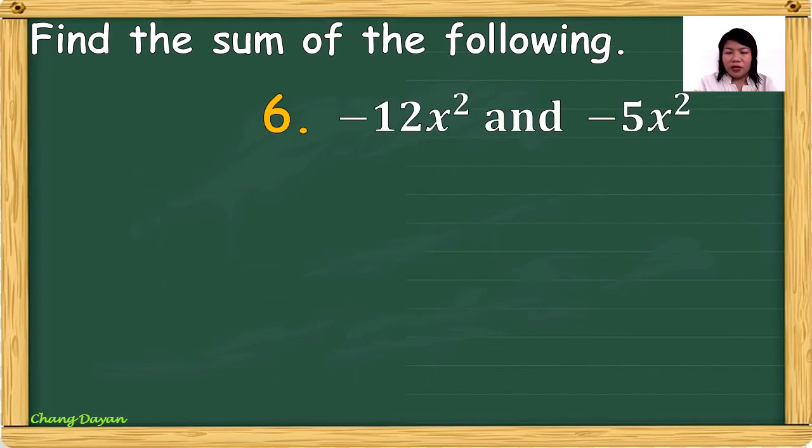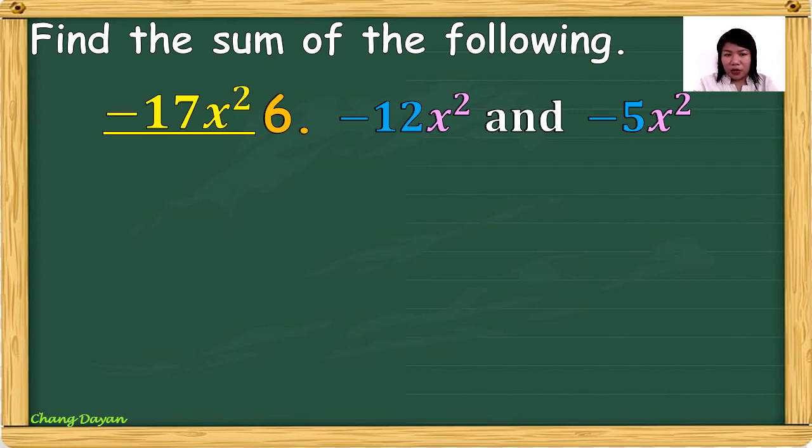Number 6, negative 12x squared and negative 5x squared. Identify the numerical coefficient which is negative 12 and negative 5. Pagsamahin lang natin, negative 12 plus negative 5, the sum is negative 17. Then, as usual, you have to copy the literal coefficient, x squared. Again, you cannot add unlike terms or dissimilar terms. So, here, pareho silang x squared, kaya pwede silang pagsamahin.